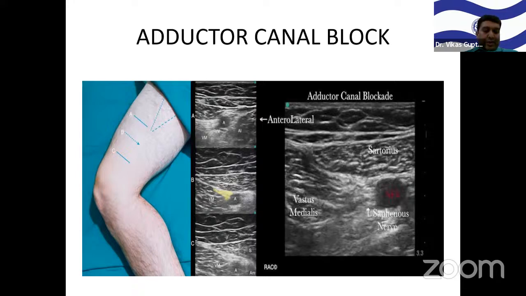So we will go needle in plane, lateral to medial, and we have to pierce the sartorius, and insert into this plane, and deposit the drug there. 5 to 10 ml of drug is enough to block the saphenous nerve. So mainly saphenous nerve. What is the saphenous nerve? It is a terminal sensory branch of the femoral nerve. So we have to identify the artery and just deposit the drug just anterior to the artery, and we will block the saphenous nerve.